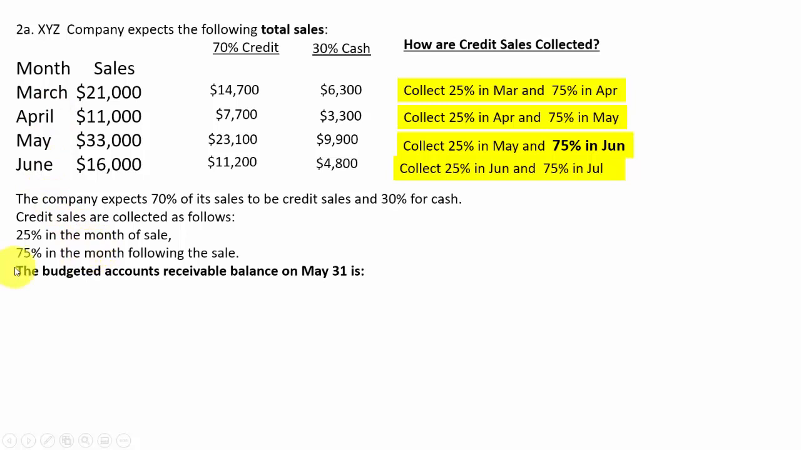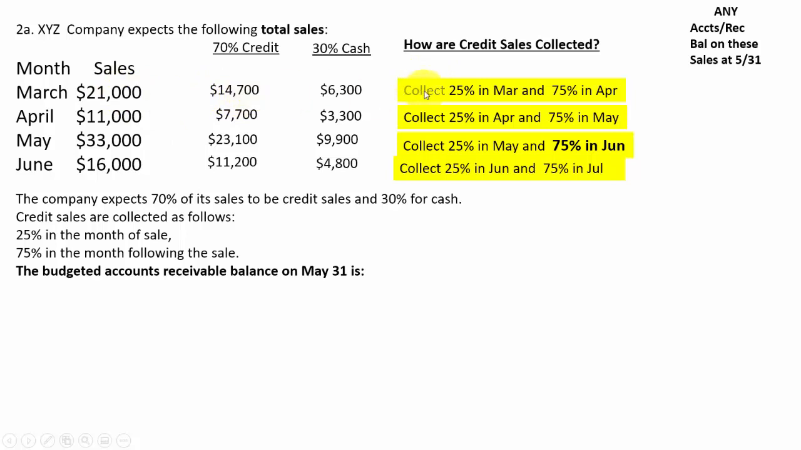So the question wants to know, what will be the budgeted accounts receivable balance on May 31st? Budgeted accounts receivable balance means how much of these sales are we still going to have sitting in an account to be collected at the end of May. So let's see if we can answer that question. I'll do it by asking the question for each of these months: any accounts receivable balance on these sales at May 31st? Okay, so we have March sales. We have credit sales of $14,700.